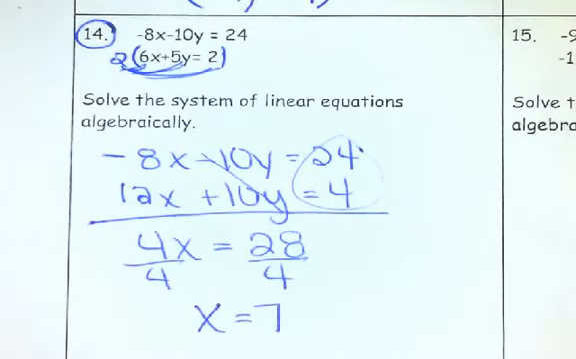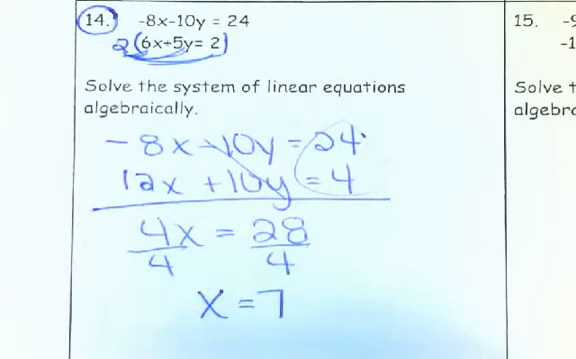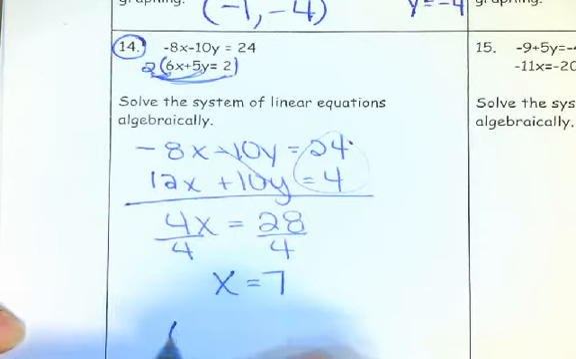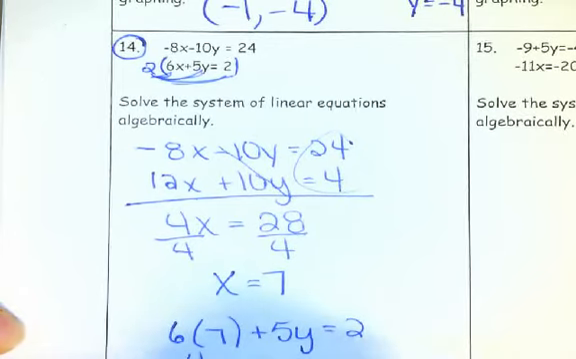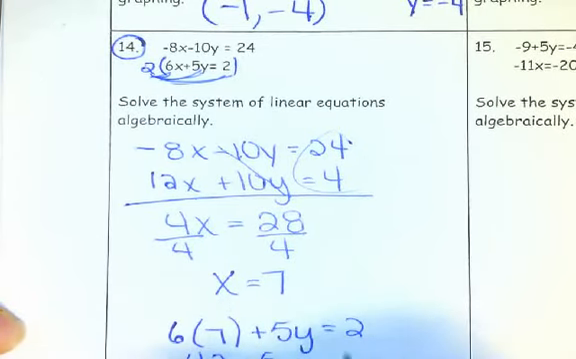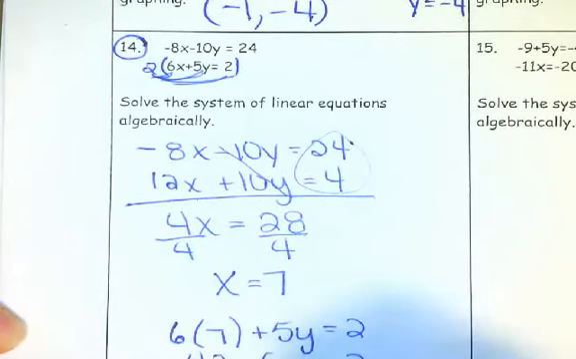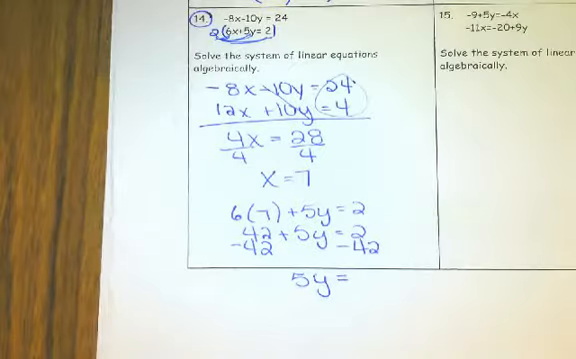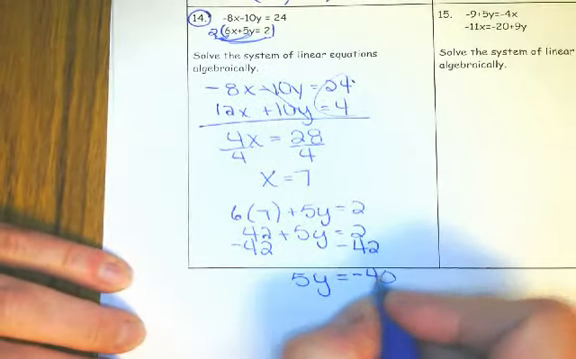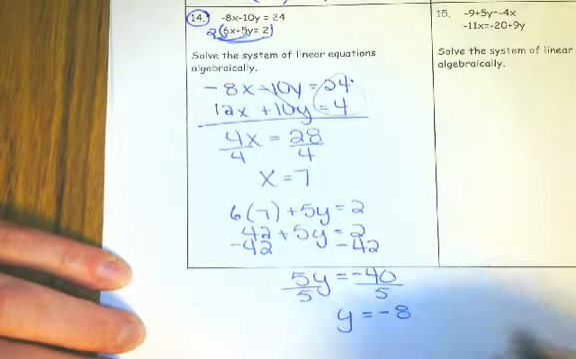All right, now I'm going to take that 7 and substitute it back in. I'm going to choose the 6x one. So I'm going to do 6 times 7, because that's what my x was, plus 5y equals 2. 42 plus 5y equals 2. Minus 42, minus 42. That gives me 5y equals negative 40. Divide by 5, y equals negative 8.